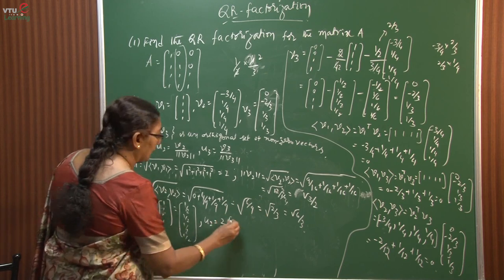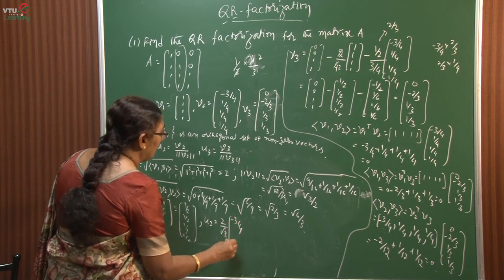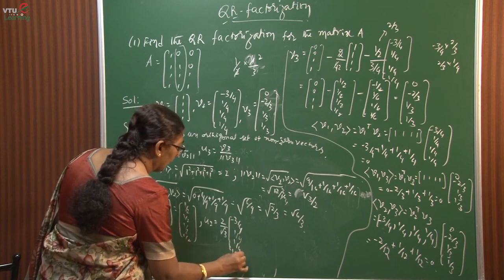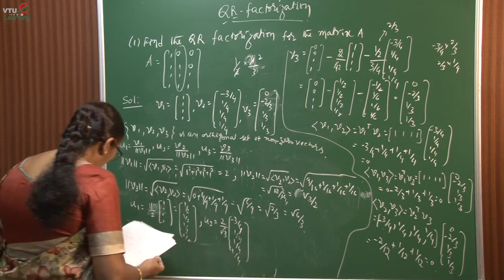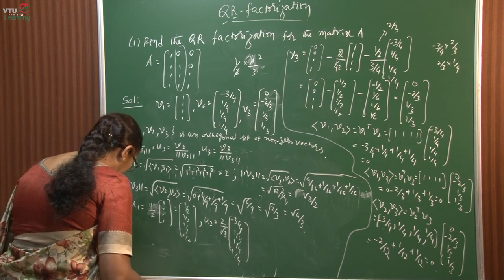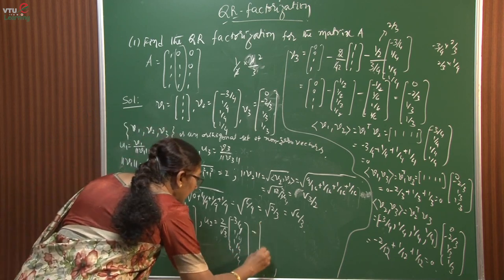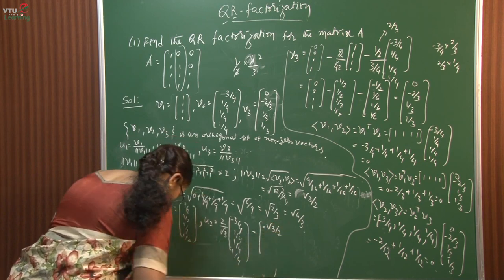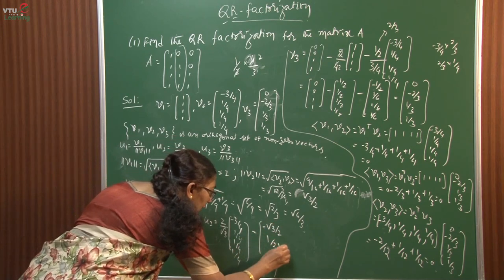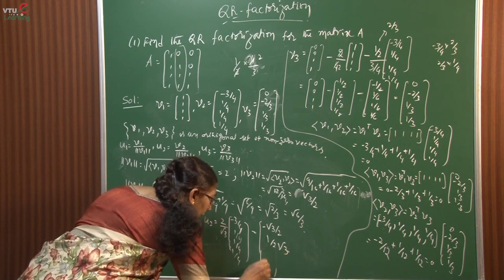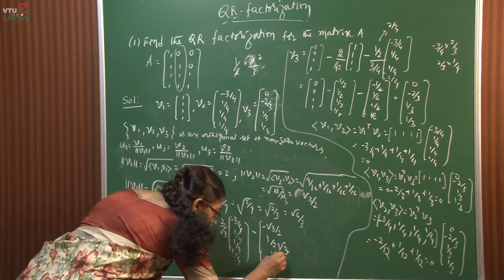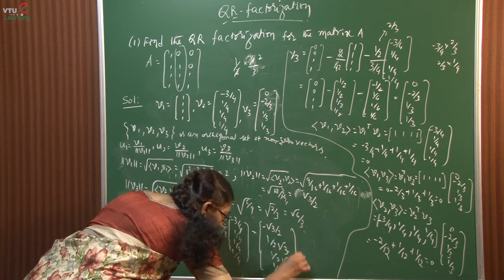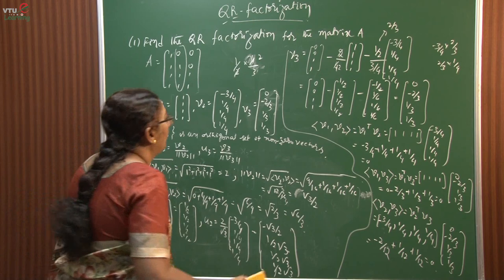What is v2? Minus 3 by 4, 1 by 4, 1 by 4, and also 1 by 4. You simplify this. What do we get for u2 after the simplification? We get minus root 3 by 2, 1 by 2 root 3, 1 by 2 root 3, and also 1 by 2 root 3. You simplify that. I have already written on the board how we get it.